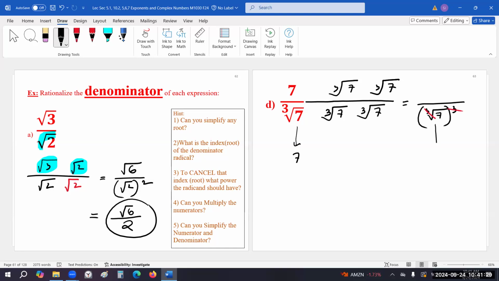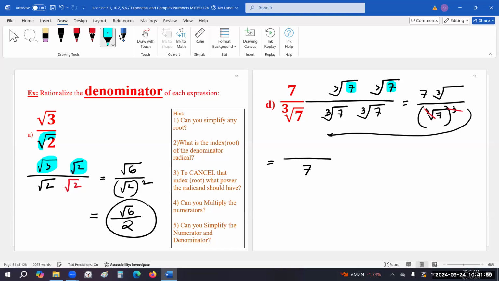Now we have a single 7. So we have 7 on the denominator. And what do we have on the numerator? 7 cube root of what? We have 7 and 7, right? 49.